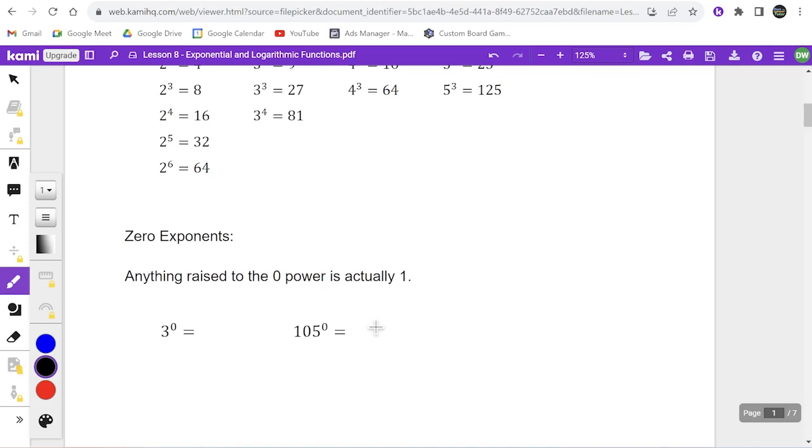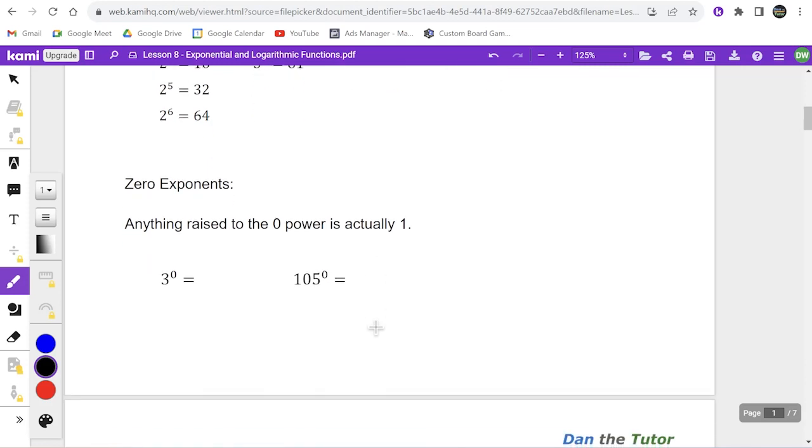So, next I want to talk about zero exponents. Maybe you've even known this fact before, but anything raised to the 0 power is actually 1. So, for instance, 3 to the 0 is the exact same thing as 105 to the 0. The answer is 1 for both.